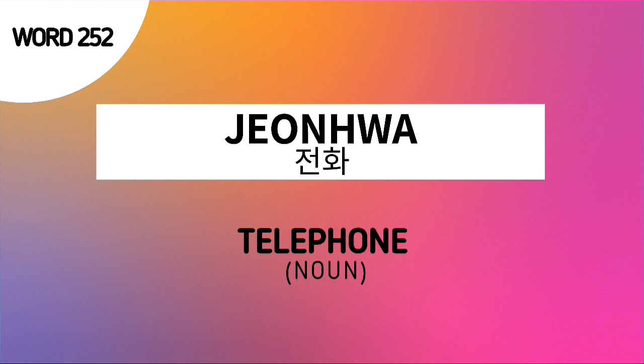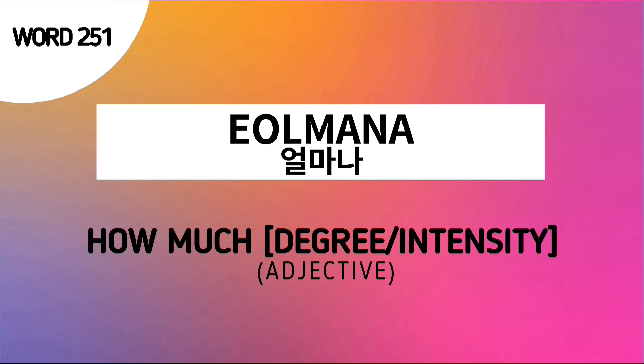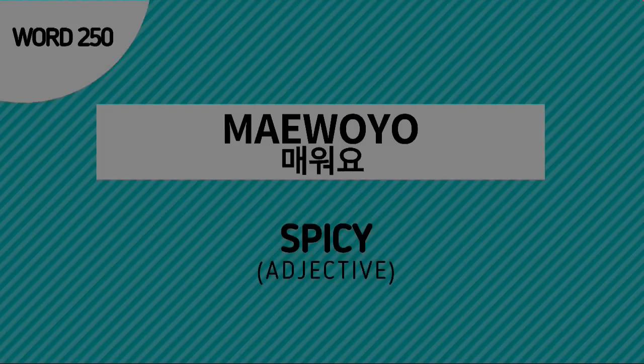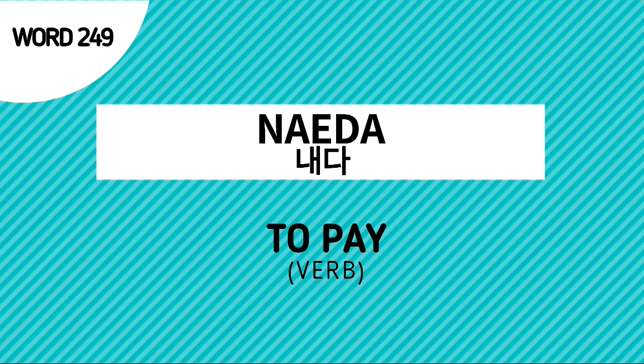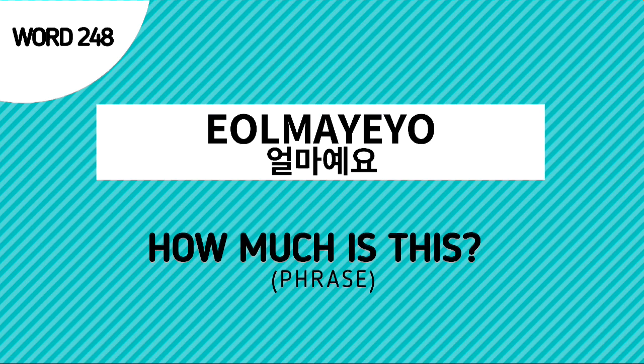Word number 252 is jeonhwa, which means telephone. Word number 251 is almana, and this is used to ask for the degree or intensity of a certain description. Word number 250 is mewoyo, which means spicy. Word number 249 is neda. This is a verb which means to pay. Word number 248 is onmayeyo, which means how much is this?